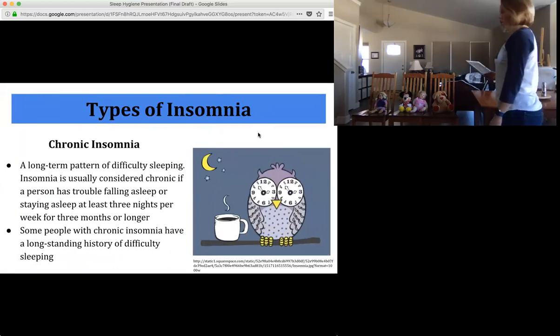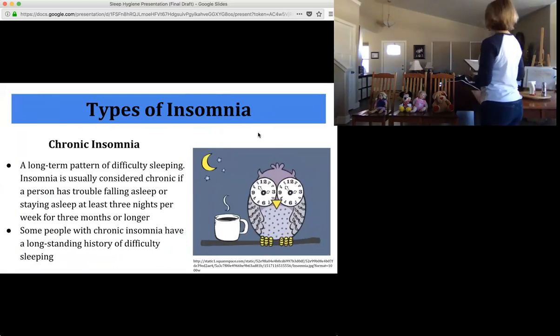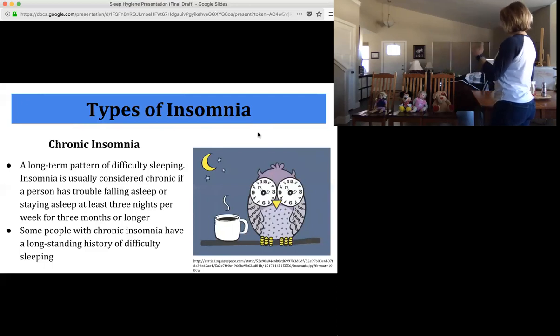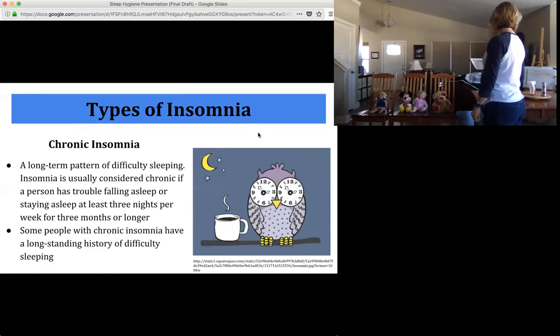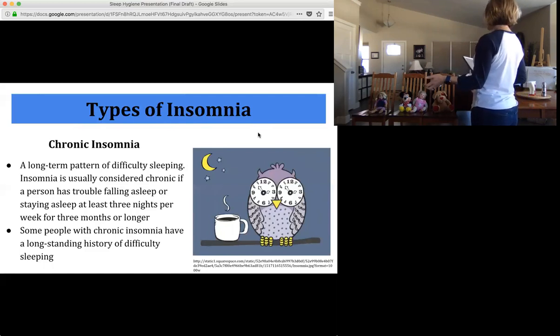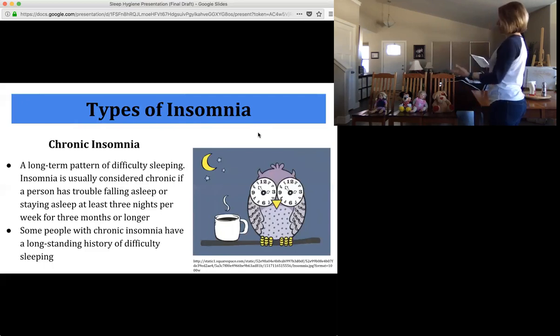The next one is chronic insomnia. Chronic meaning this goes on and on and on, usually lasting more than 3 nights per week and going on for 3 months or longer. And this is a difficulty sleeping every night, falling asleep, staying asleep, and it usually has a long history. This isn't something you have for 1 month and then maybe it goes away.